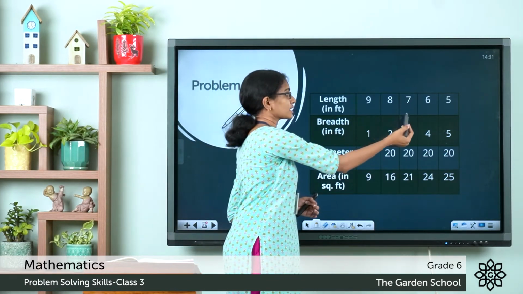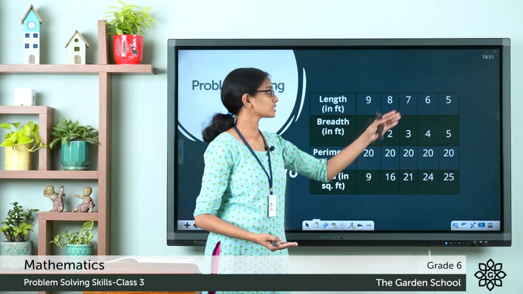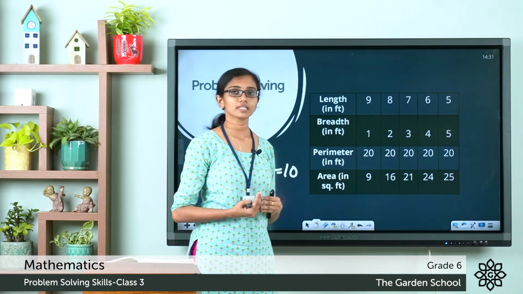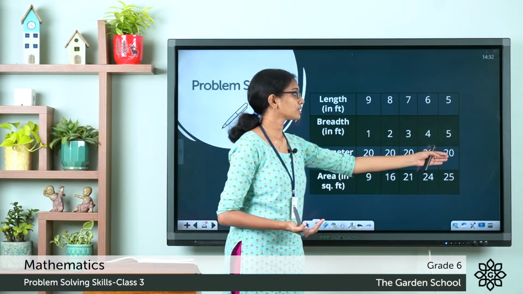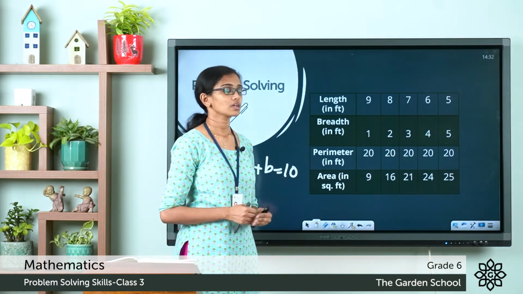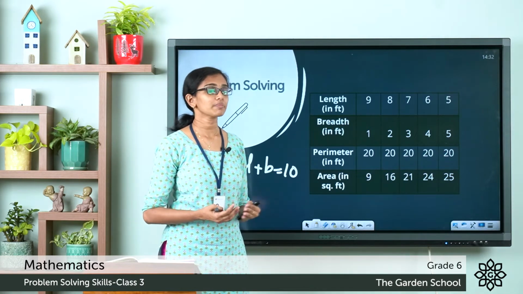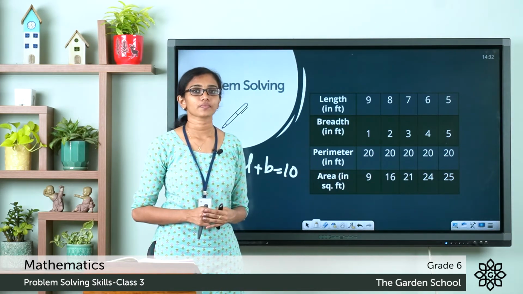Now, when length is 7, breadth is 3, then also you will get the perimeter 20. When length is 6, breadth is 4, the perimeter will be 20 itself, and when length and breadth are equal to 5 feet, you will get the perimeter 20 feet. Now, in all these cases, with all these possible combinations, you will get the same perimeter 20 feet. But look at the area in each case.